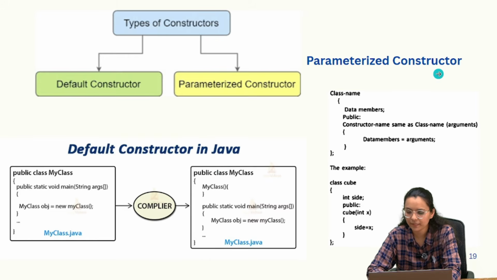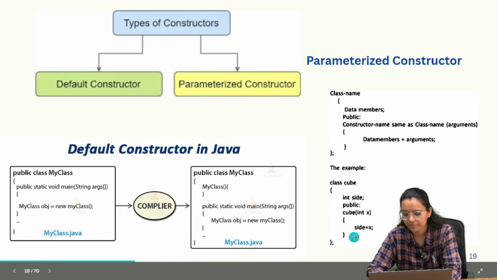Next is the parameterized constructor. In a parameterized constructor, here is the class name, there is a data member, then public, the constructor name same as the class name, and the arguments. Then we write the data members equal to the arguments. This is the syntax.